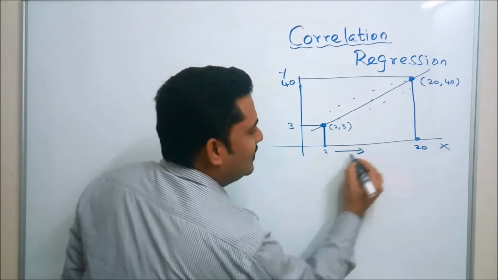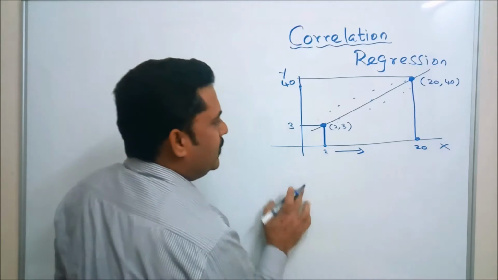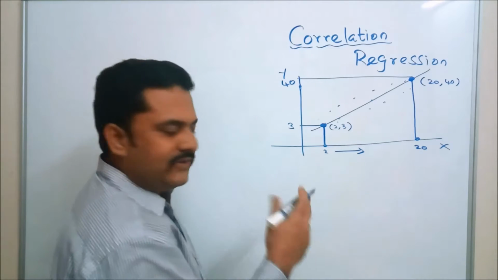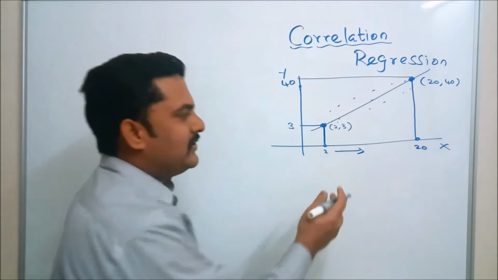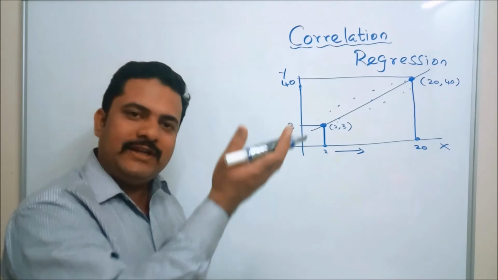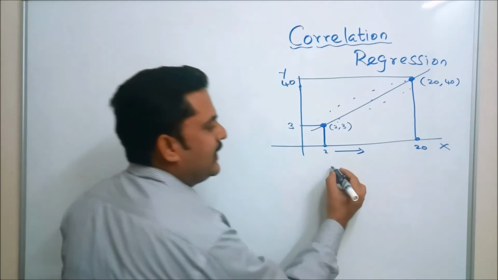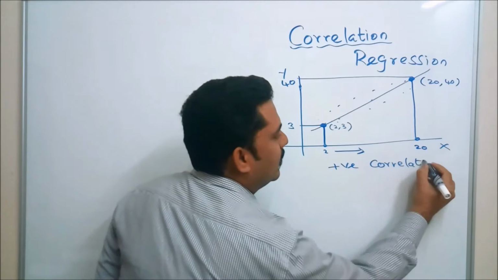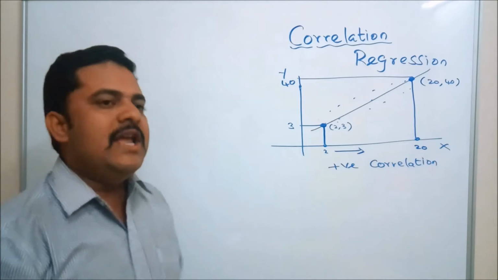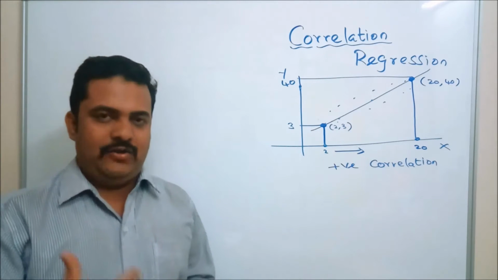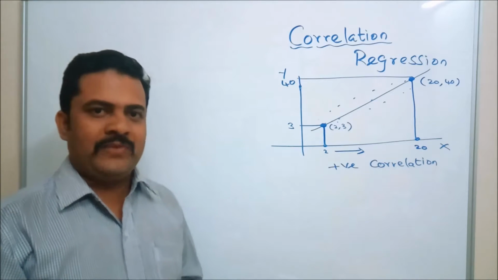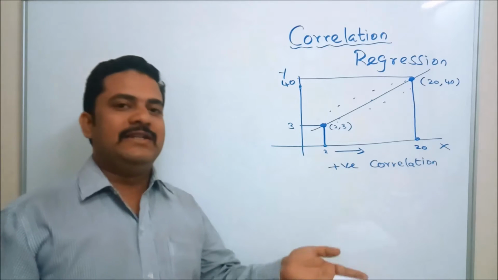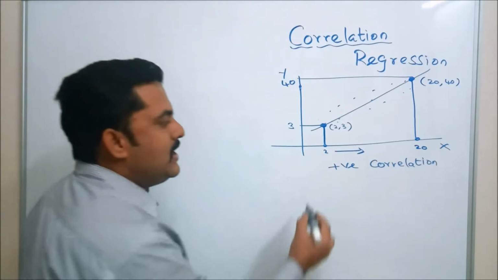See, as x increases from 2 to 20, y is also increasing from 3 to 40. And hence, as x increases, the value of y keeps on increasing. And hence we can call it the positive correlation. That is, the correlation between the variables x and y is positive. As x increases, it induces an increase in the other variable.